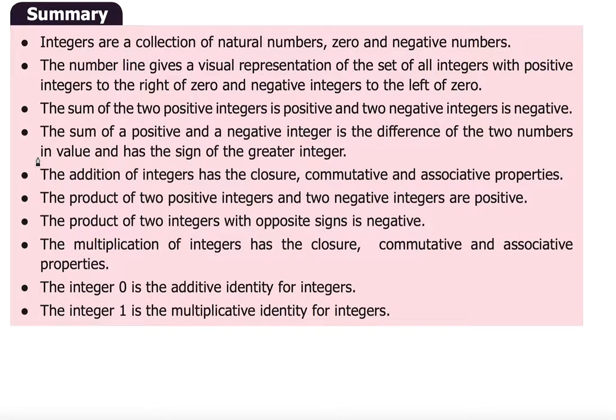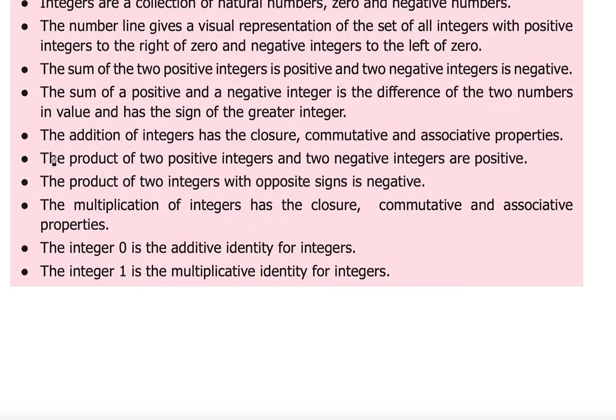The addition of integers has closure, commutative and associative properties. The product of two positive integers and of two negative integers is positive. The product of two integers with opposite signs is negative. The multiplication of integers has closure, commutative and associative properties. The integer 0 is the additive identity for integers. The integer 1 is the multiplicative identity for integers.